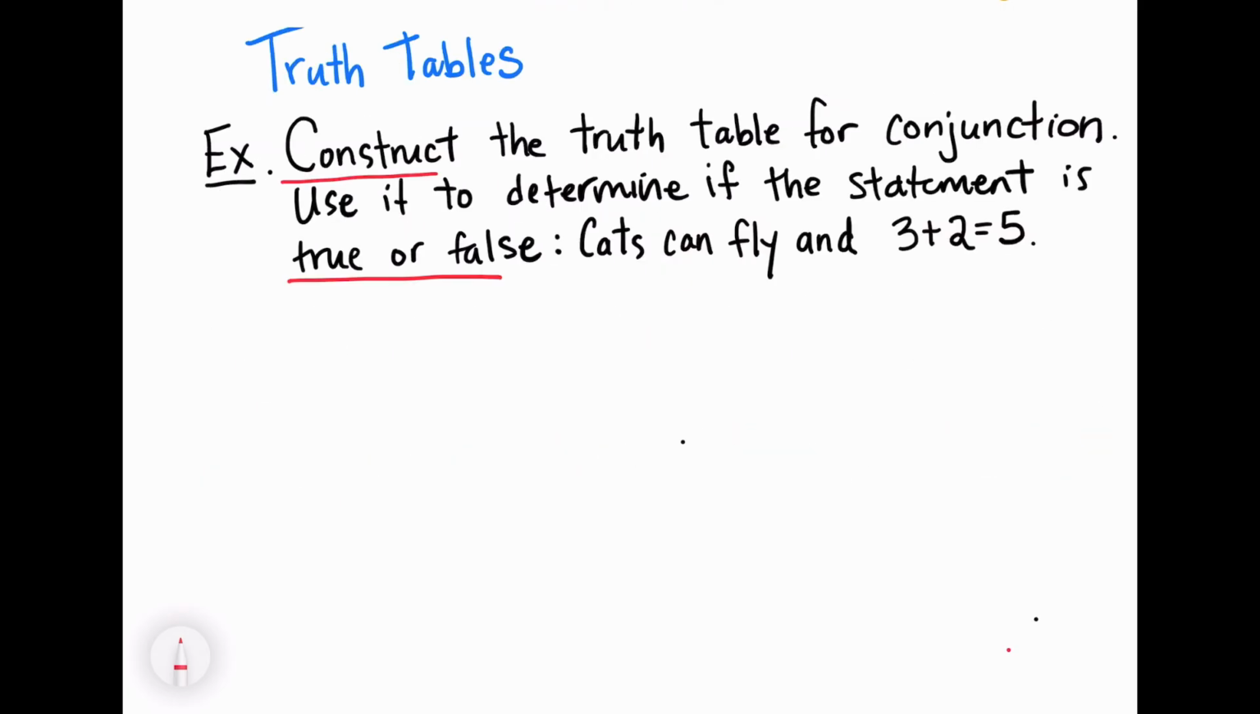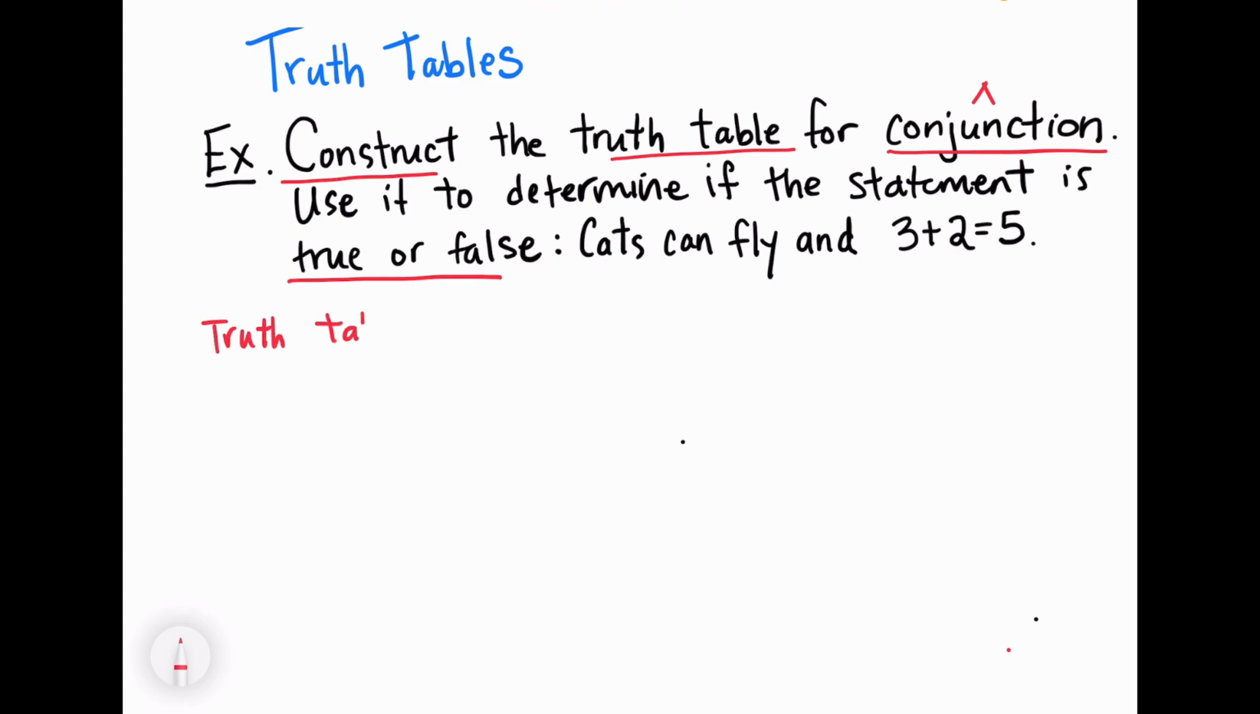In this example, we're going to look at truth tables. The first thing we're going to do is construct the truth table for conjunction. Remember, those are "and" statements. Then we're going to use it to determine if the statement is true or false. In this case, that's "cats can fly, and 3 plus 2 is 5." So let's first construct the truth table.